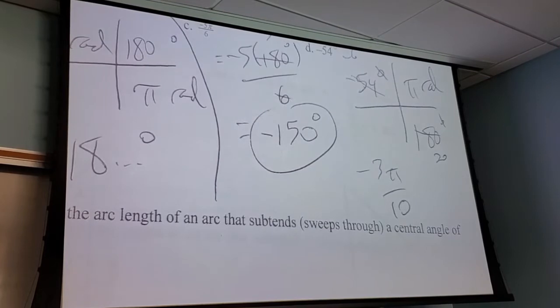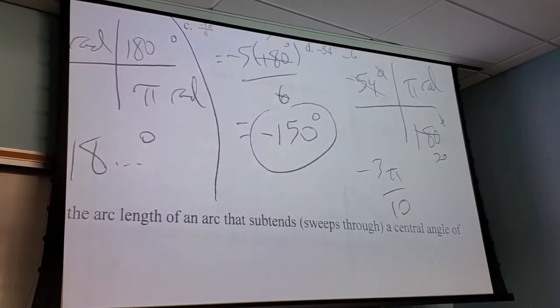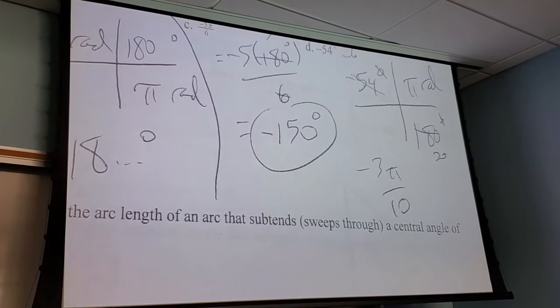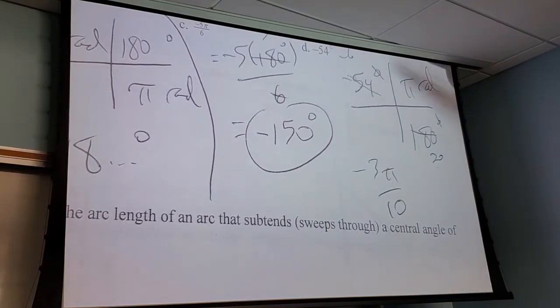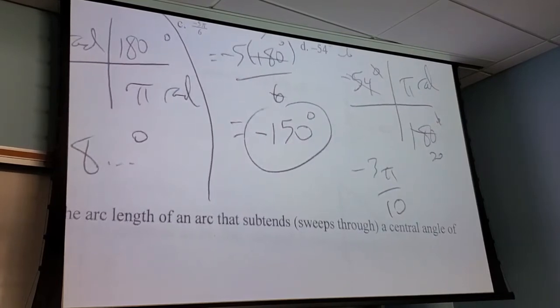Or you could change negative 54 degrees into 306, and then change that into radians. I don't know why you would want to do that, but you could. Is that all right? No? Okay. Did anybody change negative 54 into that? Okay, beautiful. I wouldn't do that in the car. There's no reason to.